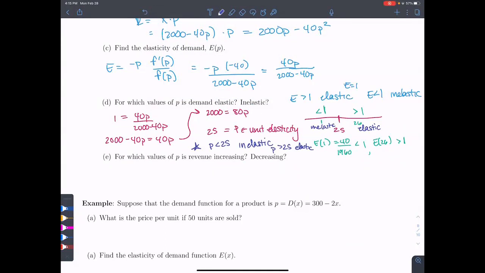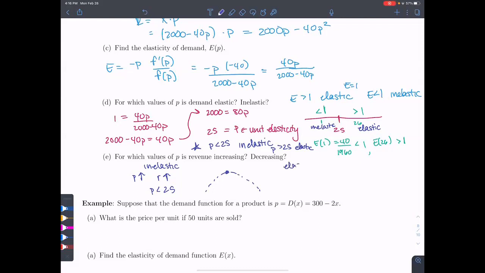Okay, for which values of P is revenue increasing and which values of P is it decreasing? So when it is inelastic, when price increases, revenue increases. So when P is less than 25, that is when the revenue would be increasing, which makes sense. You're increasing until you get to this maximum and then back down.